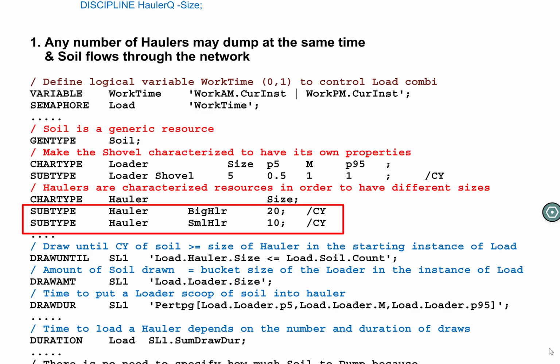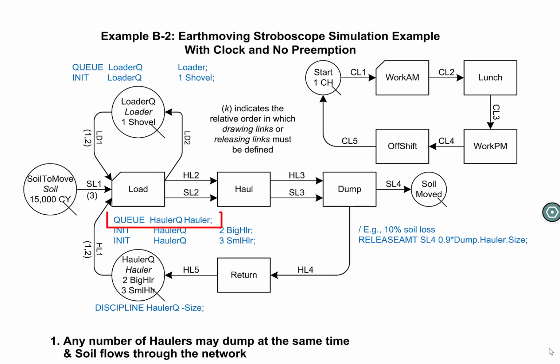The next two statements, subtype, define two subtypes of hauler. The first one is called big hauler, and the second one is called small hauler. And they also define the numeric values for the property size. The big hauler has a size of 20, which implies cubic yards, and the small hauler has a size of 10, again in cubic yards. The Q hauler queue holds resources of characterized type hauler.